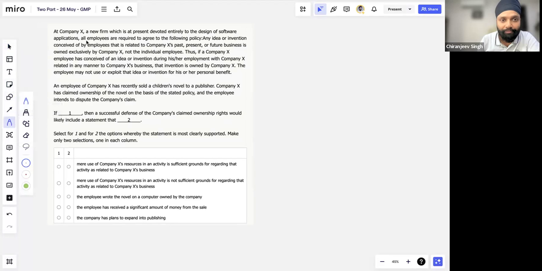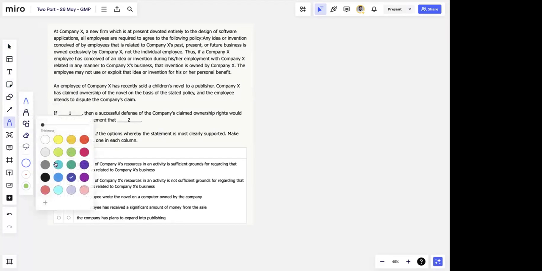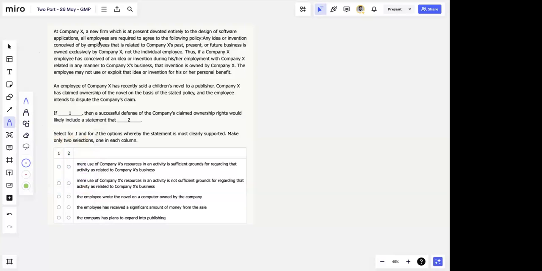Any idea or invention conceived of by employees that is related to Company X's past, present, or future business. So any idea conceived by an employee related to Company X is owned exclusively by Company X. So any idea that any employee has that is related to Company X, be it past, present, future, is owned by Company X, not the individual employee.